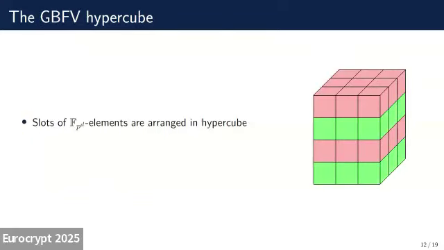Now in the generalized BFE scheme, recall that we have a smaller number of slots, and because of that, only a subset of the slots in this hypercube will still be valid. So those are the slots colored in green on the slide, and the red slots do not contain any useful data. Okay, so in technical terms, what happens here is that the structure of these green slots is determined by the Galois subgroup that fixes the plaintext modules.